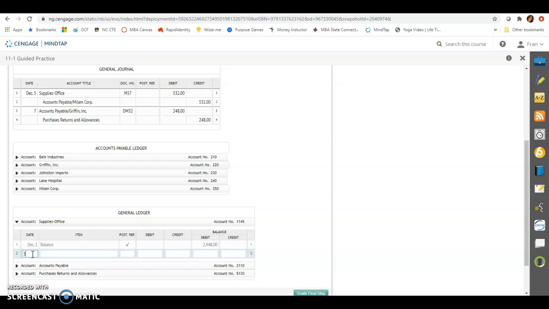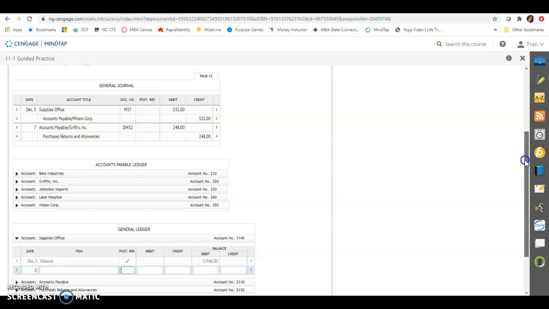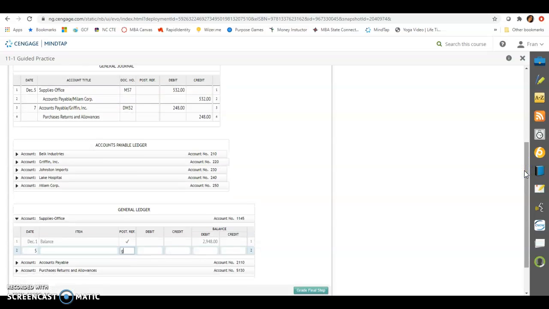December 5th. And this is the general journal, page 12. So G12 goes in here. And this was a debit for 532. Okay. And we have a debit balance in there of 29.48, and it's a debit, so we're going to add the two together.